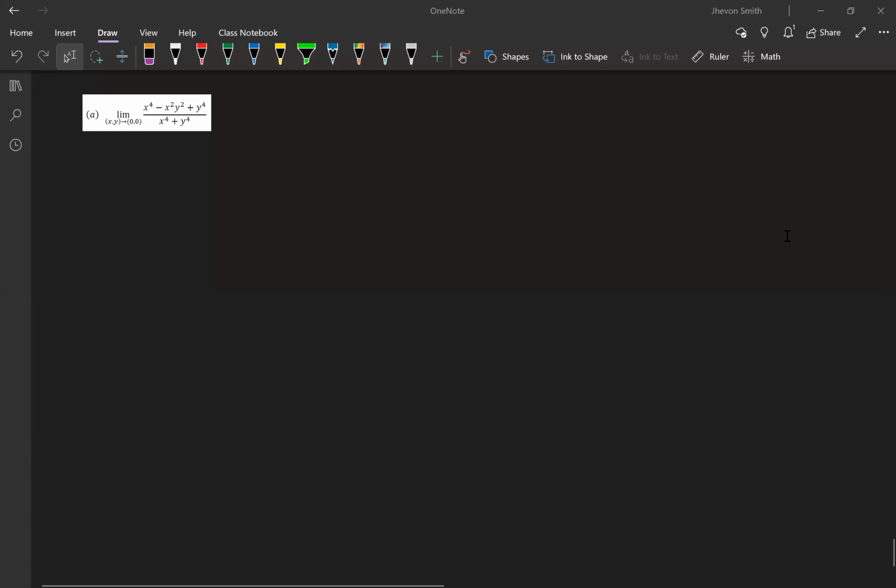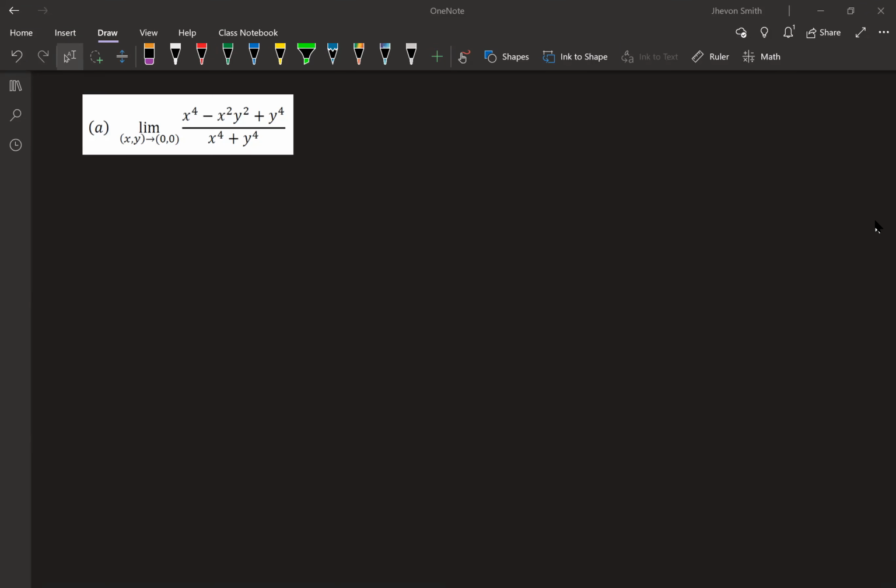Let's do the first one. Exists or not exists? What do you think about this one? Tell me what you think the answer is. What did you prove? Did you actually successfully prove something one way or the other? So you think it does not exist. And how did you prove that? Once you think it does not exist, that means you tried 2 different paths and they didn't give you the same thing. What were the paths that you tried?